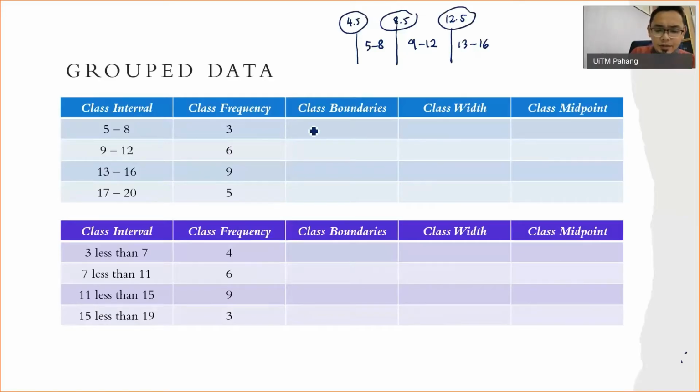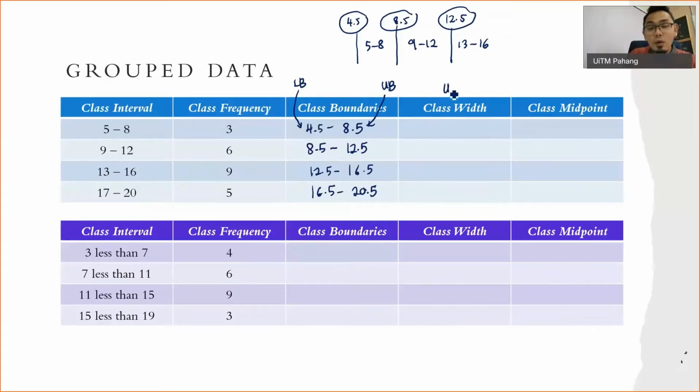So I'm going to write the class boundaries here in interval form: 4.5 to 8.5, meaning that 4.5 is the lower boundary and 8.5 is the upper boundary. The next one is 8.5, which is the lower boundary for the second class, until 12.5. And then 12.5 until 16.5. The last one is 16.5 until 20.5. Those are the class boundaries.